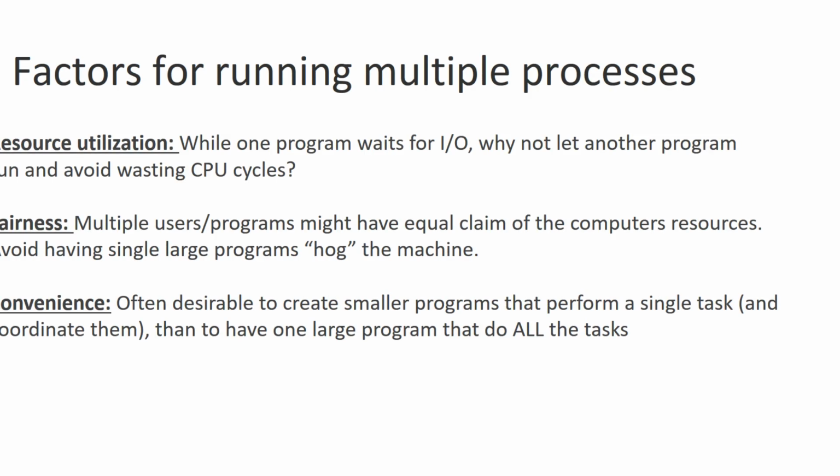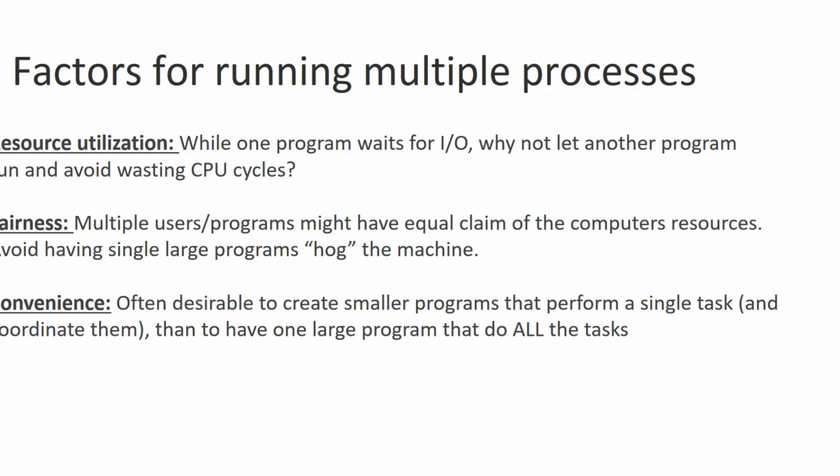Okay, some of the factors that define when you are running multiple processes together are resource utilization. For example, while one program waits for input output, why not let another program run and avoid wasting CPU cycles? So this is one reason why we want to create scenarios where multiple processes can run together, or we could concurrently run several processes at the same time.